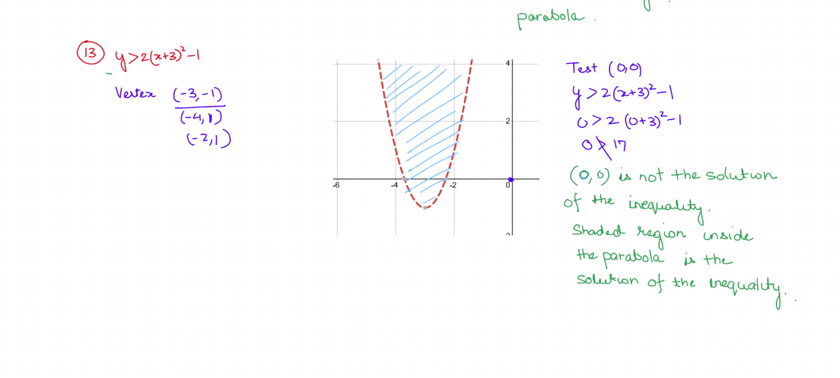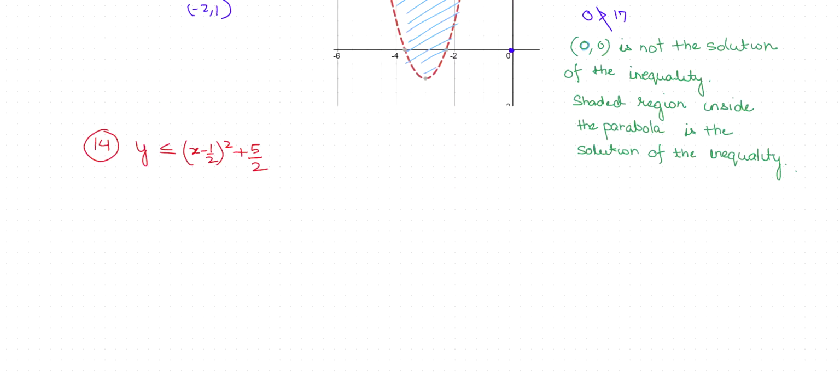Okay, let's do another question. We have to graph this inequality in question 14, and we see that this is a less than or equal to sign. It will not be dotted, it will be a solid line. So let's make a table of values and graph this. These are the 3 points we get, the vertex and these 3 points. So let's graph them.